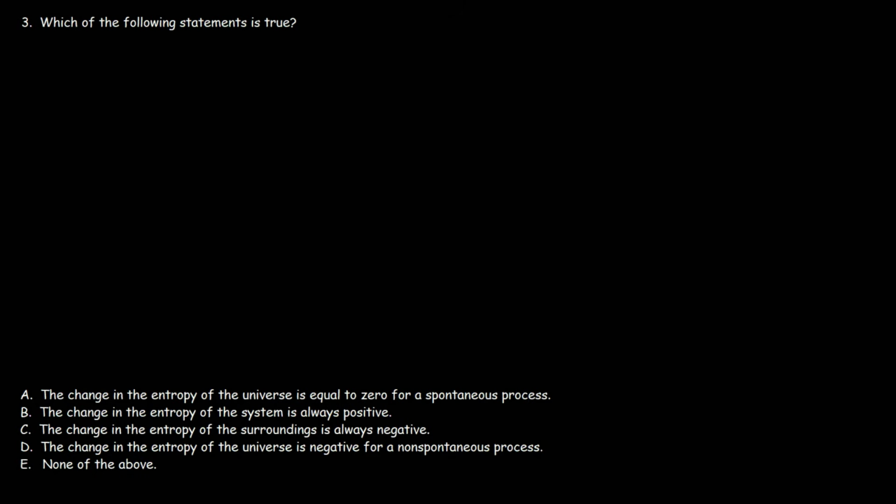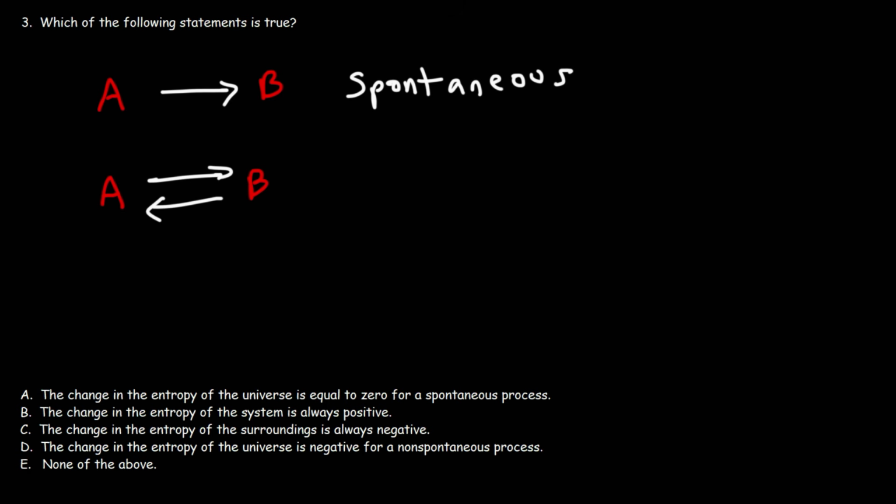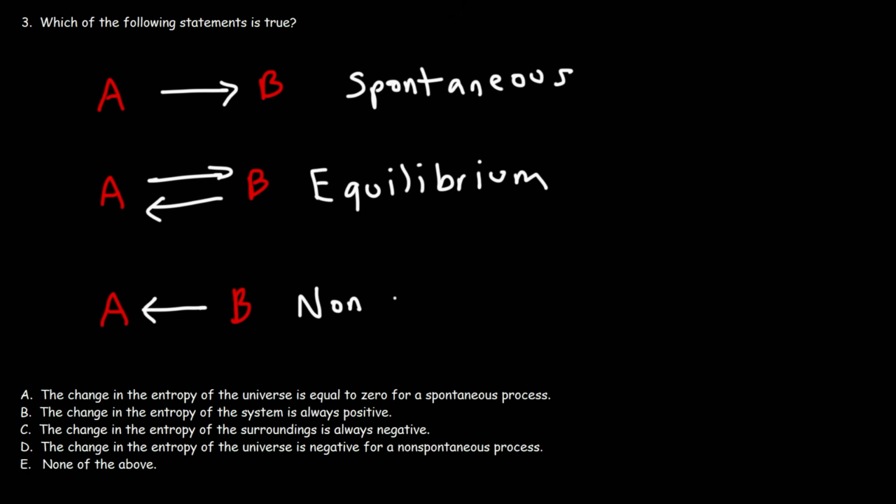Number 3. Which of the following statements is true? Well, before we answer this question, let's go over the second law of thermodynamics. So let's say we have 2 substances where A converts into substance B. This would be a spontaneous process since it's going in the forward direction and it's happening without any outside intervention. Now sometimes you could have a reversible reaction where A converts to B and B is converted to A. In this case, we could say that the system is at equilibrium. And for the third case, the reaction could be going to the left, which means that it's non-spontaneous in the forward direction, but it is spontaneous in the reverse direction.